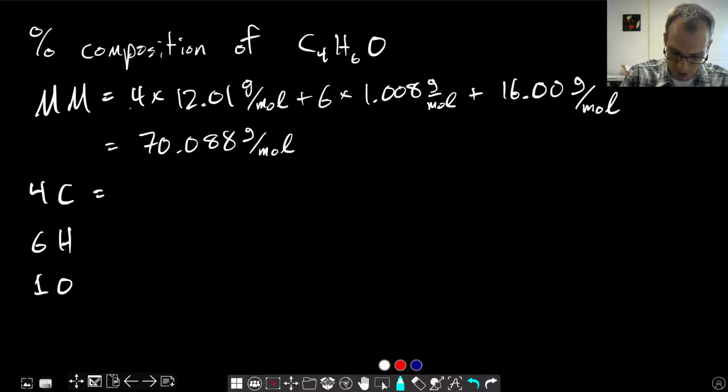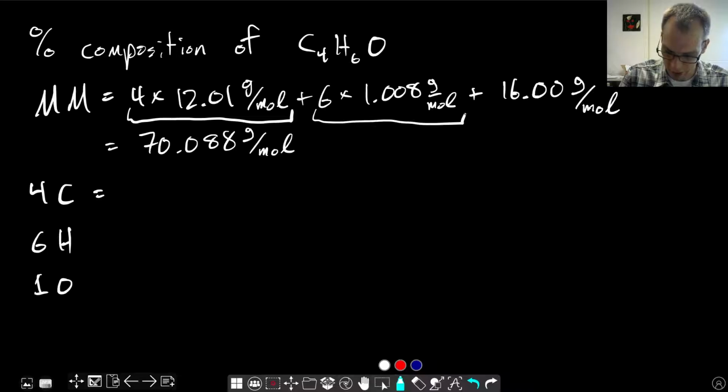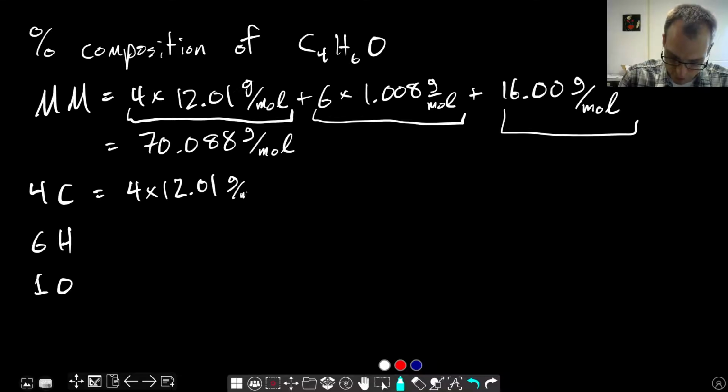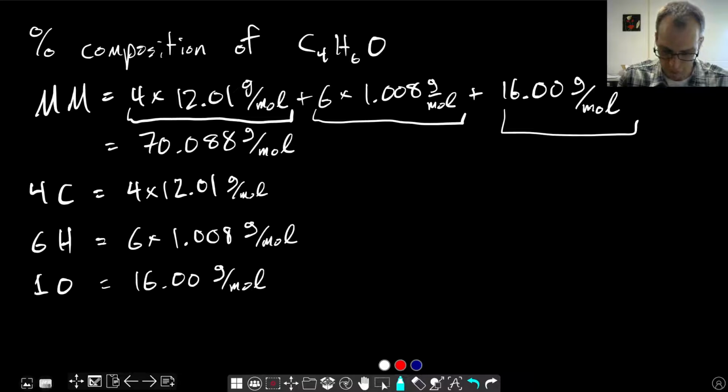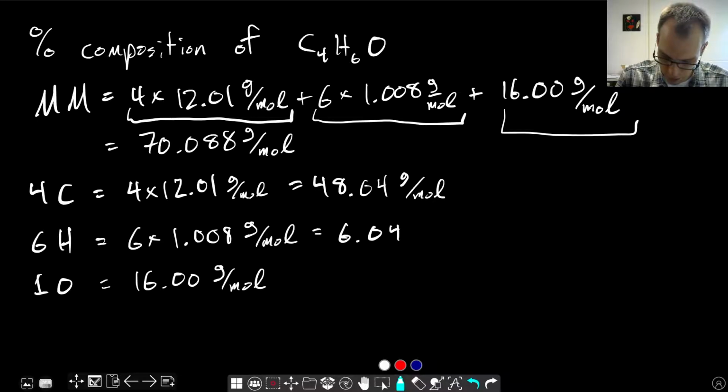And here, basically, we're just going to use each of the parts that we added together, here, here, and here, to find these different parts. So our 4 carbons is 4 times 12.01 grams per mole. Our 6 hydrogens is the 6 times 1.008 grams per mole. And our 1 oxygen is just, we're already done. It's 16 grams per mole. Okay, and here we're going to get 48.04 in those 4 carbon atoms. Here we'll get 6.048 grams per mole, and we already did oxygen.